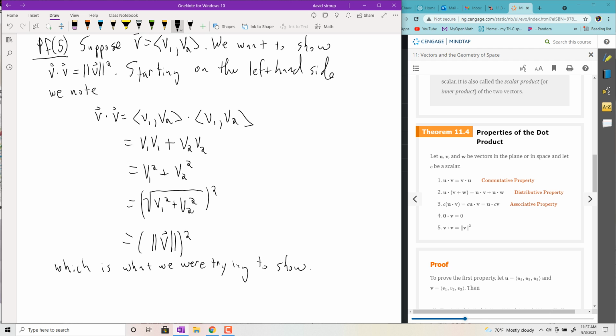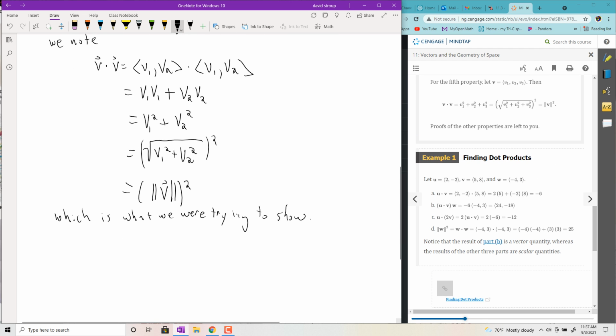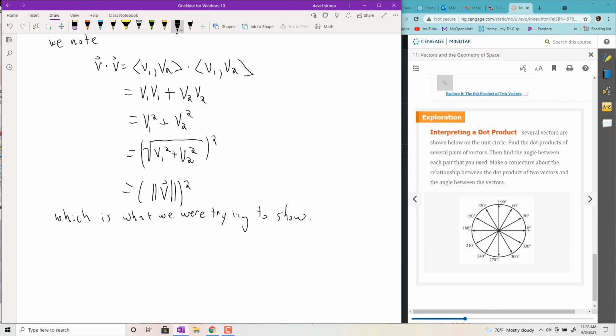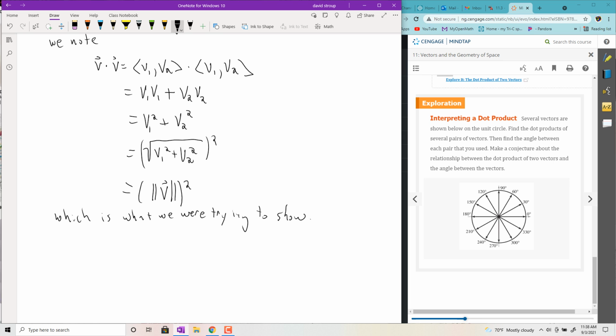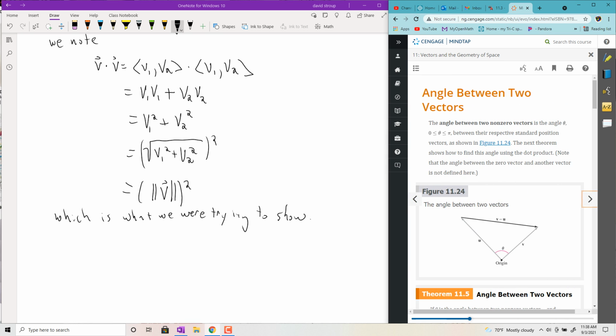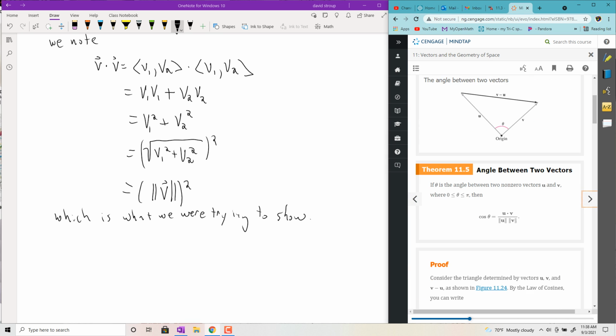Okay, so anyways, there's that. Let's move on to more of the geometric interpretation of the dot product. In particular, we'll introduce this relationship involving the angle between two vectors.